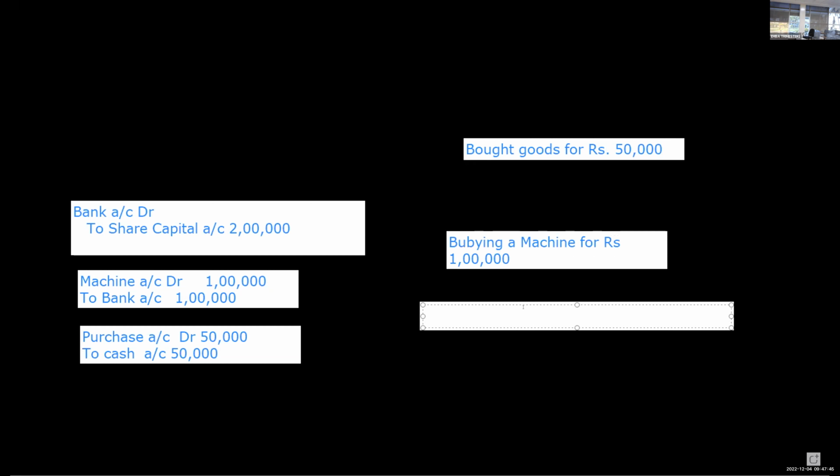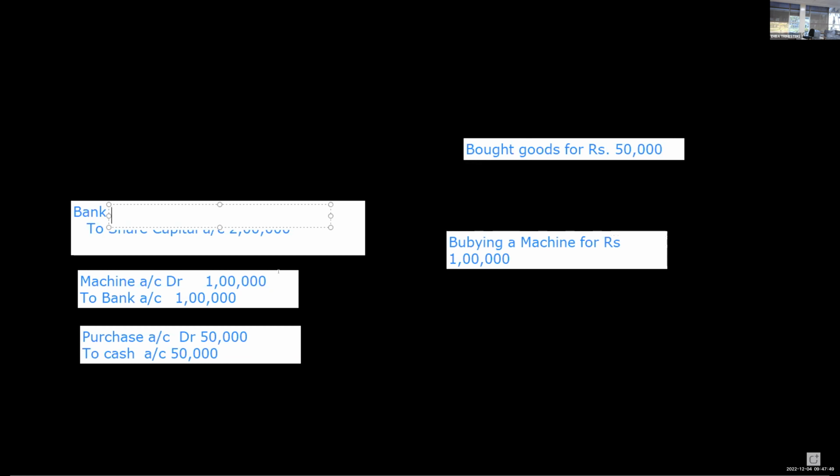Okay. Then suppose, how do you enter this entry? Which entry? Bank to share capital. Suppose you are preparing a bank account, you'll have a debit side and you try to share capital account. If you're preparing a share capital account, you go to the credit side of the share capital account, and you write by bank account.